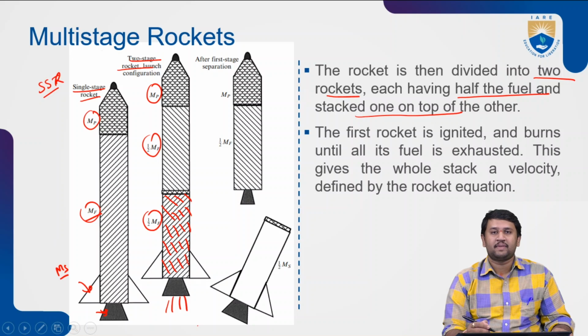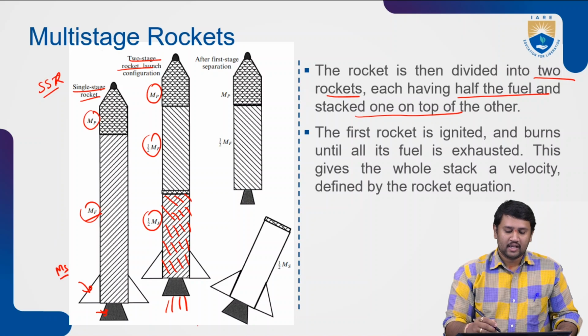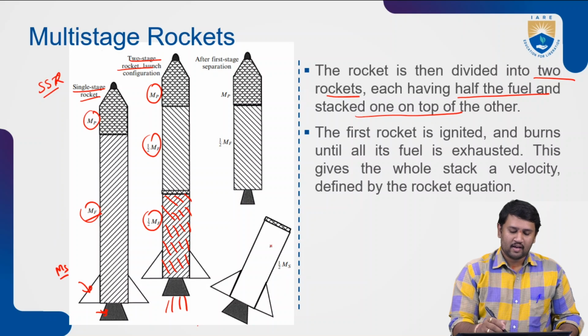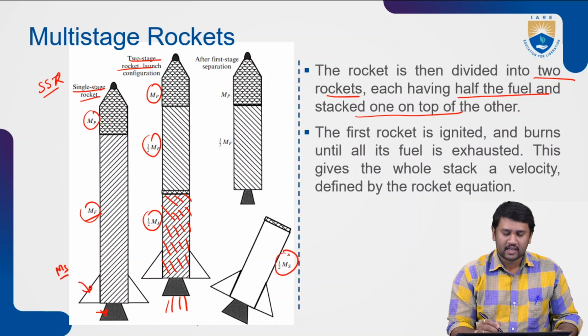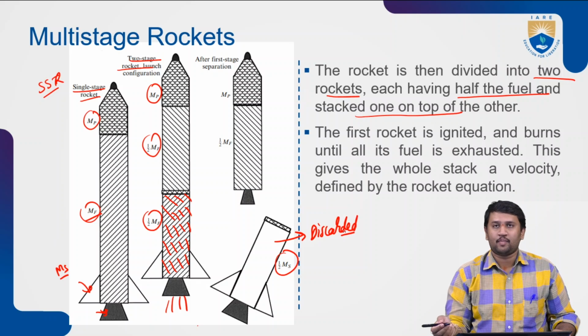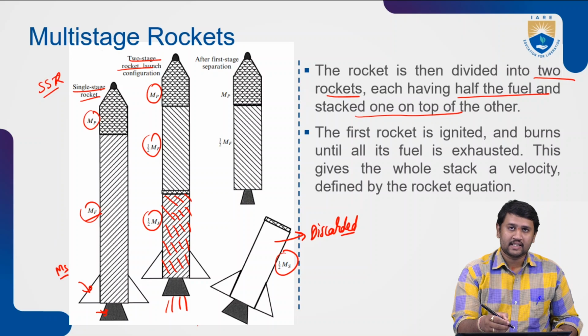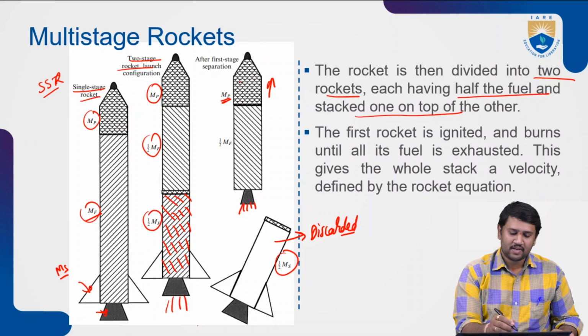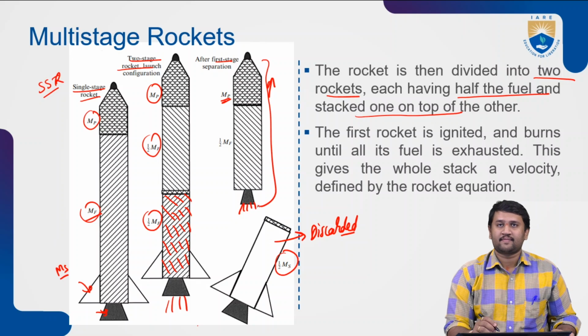First stage gets completely burned up. As soon as it gets burned, there is no use, as it's a dead weight. Now, this dead part, particularly the lower section, can be discarded or dropped off, so that my second stage containing the payload gets ignited and achieves its orbit, because after separation of my first stage, the overall mass of the rocket decreases.